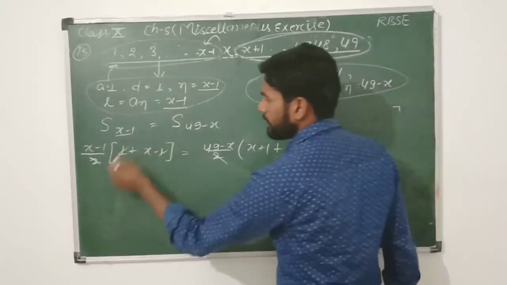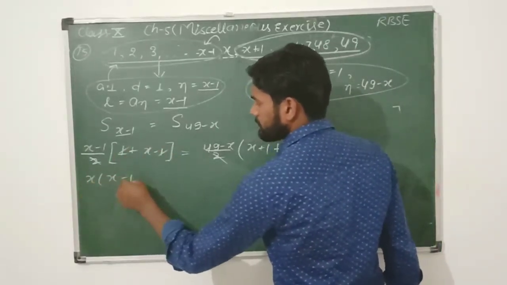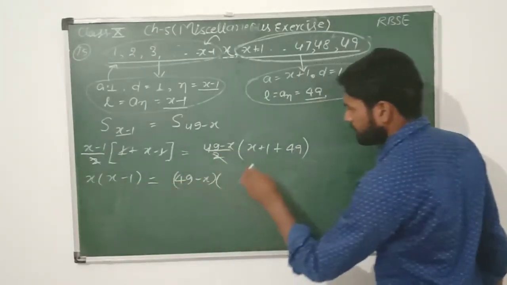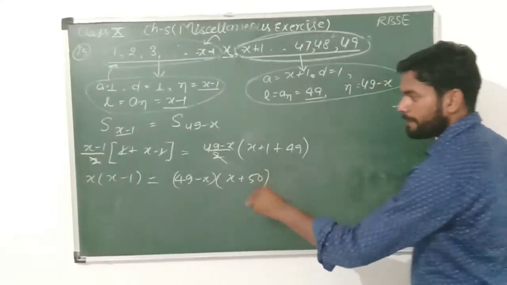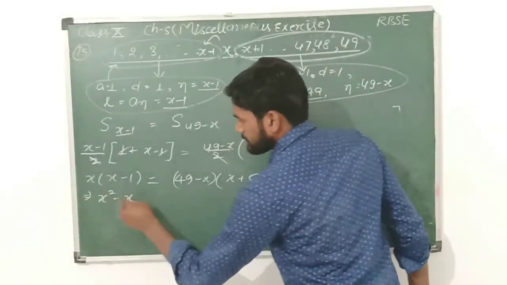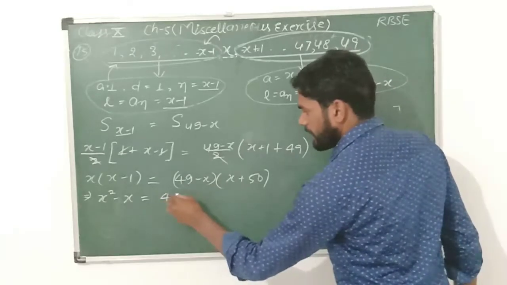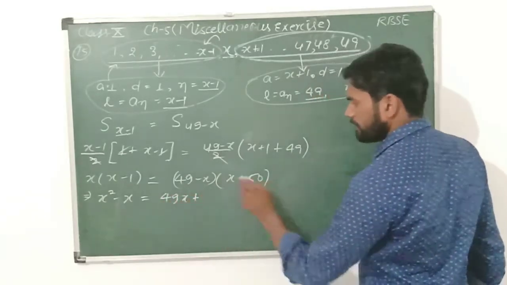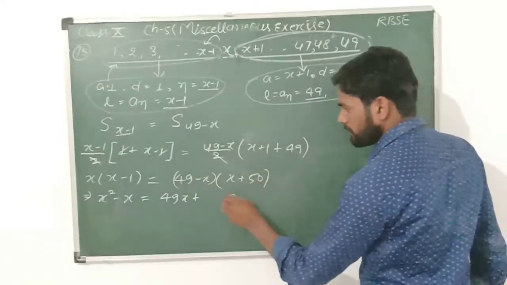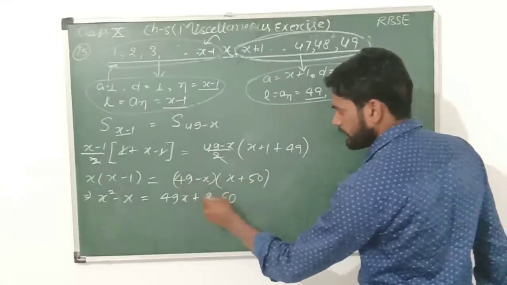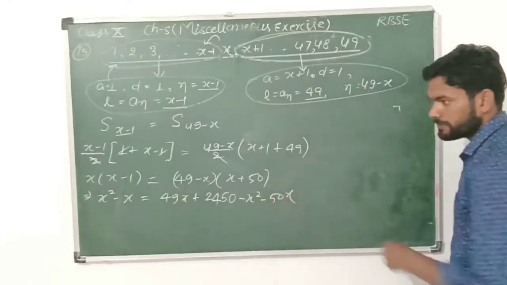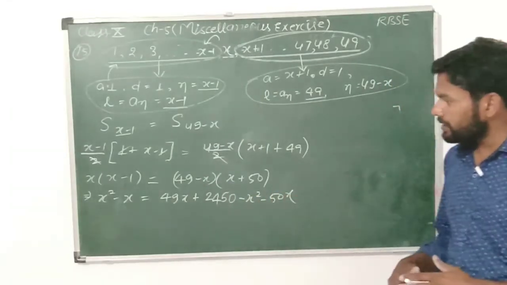Clear? 2 cancels by 2 and minus 1 cancels by plus 1. x remains, so x into x minus 1 is equal to 49 minus x into x plus 50. Open all the brackets. It becomes x square minus x is equal to 49x plus 50 into 49. 9 5s are 45, carry 4, 5 4s are 20 and 24, and minus x square and minus 50x.